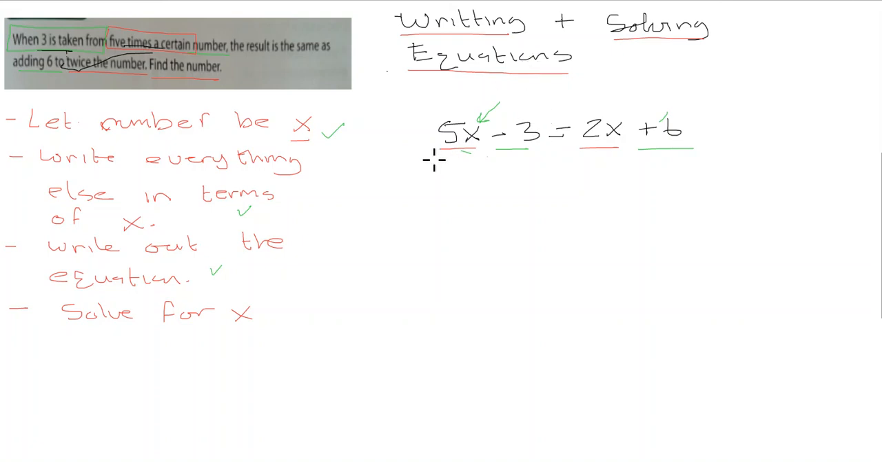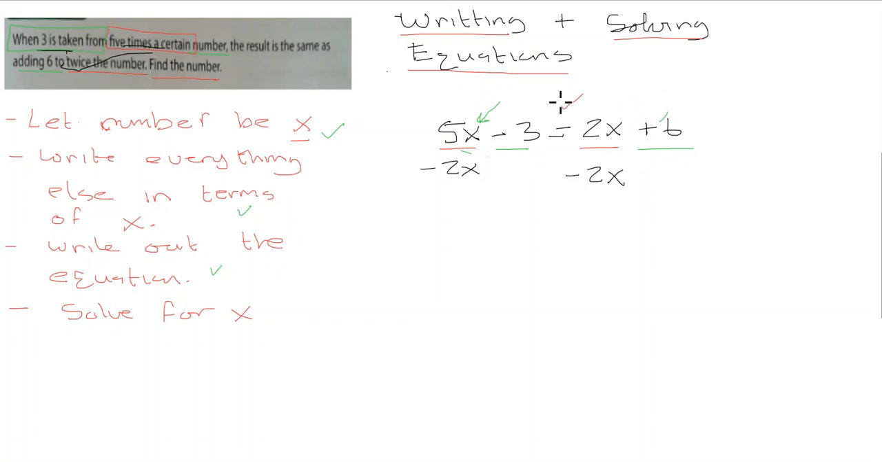We have 2x on the right hand side, so we want to get rid of it. In order to change this 2x to a 0, we have to minus 2x. If we minus 2x from this side, we have to minus 2x from the other side. Remember, whatever we do on one side, we have to do on the other side when the equal sign is there.